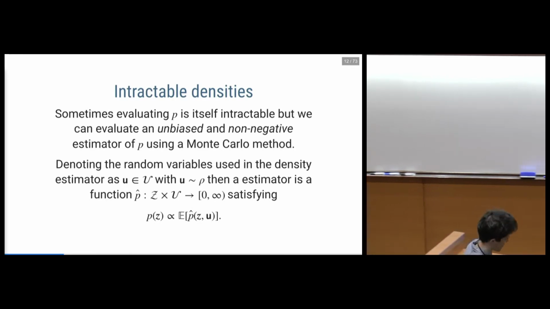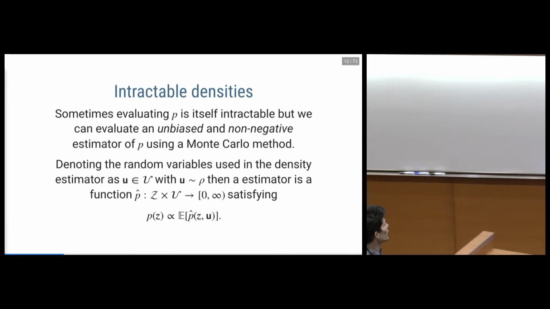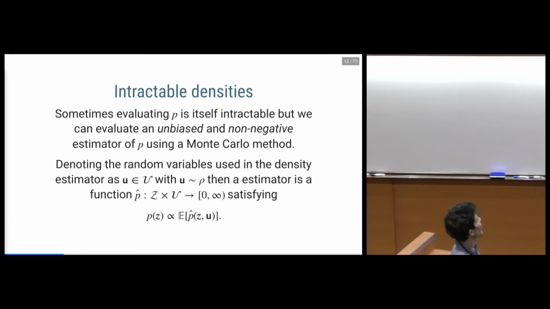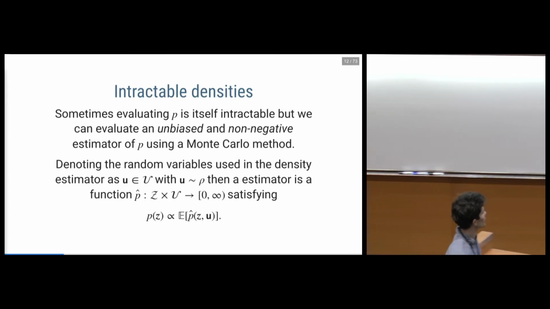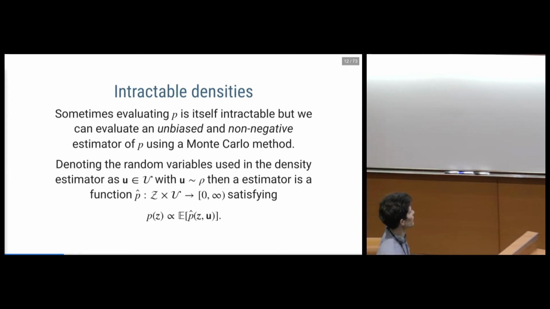So what do I mean by an unbiased estimator? Just to be concrete with notation, I'm going to denote some function p hat, which takes as inputs both the original unknown z and then some further auxiliary variables u. And then if I integrate out over those auxiliary variables, pointwise evaluated at z, that will give me the density of interest in expectation.